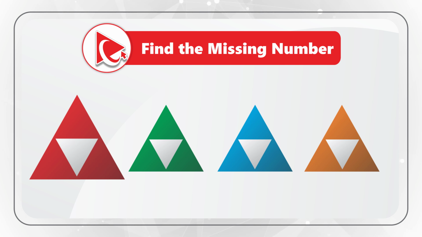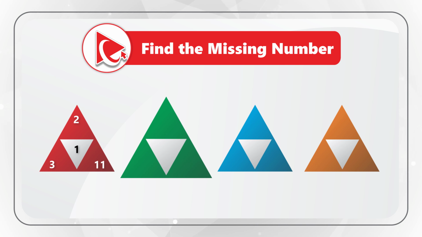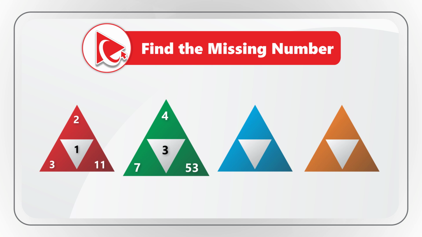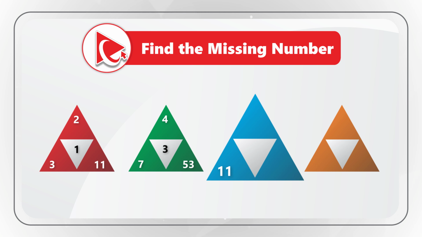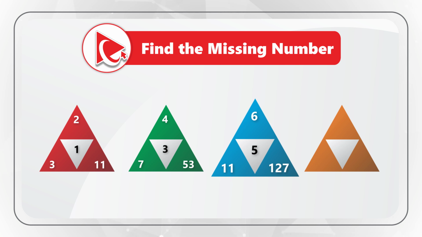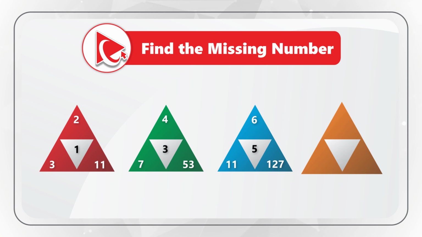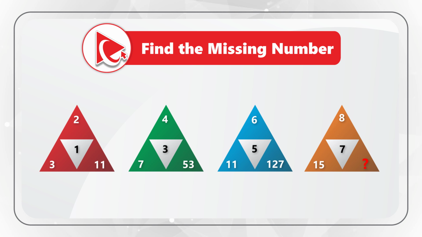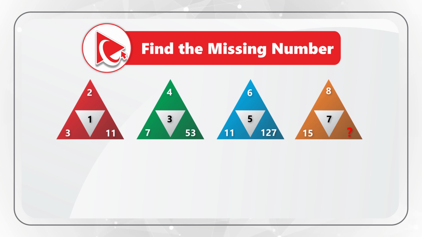The first triangle has numbers 3, 2, 11, and number 1 in the middle. The second triangle has numbers 7, 4, 53, and then number 5 in the middle. The third triangle has numbers 11, 6, 127, and number 5 in the middle. And then there is a fourth triangle which has the missing number, but also has numbers 15, 8, and 7. Can you take a close look to see if you can come up with the answer?